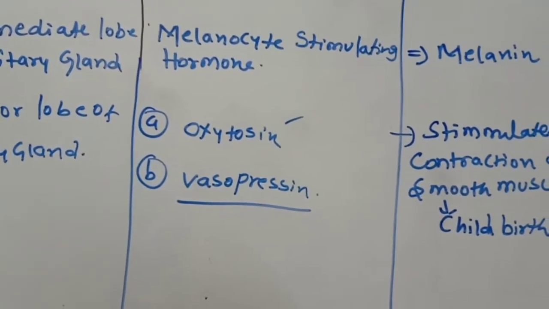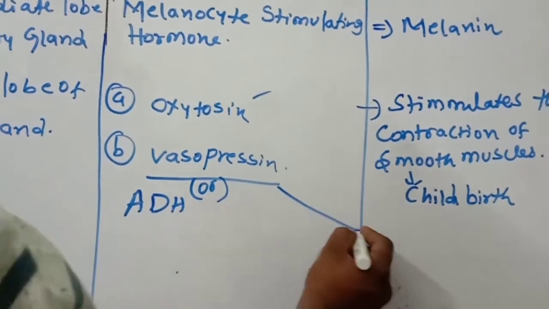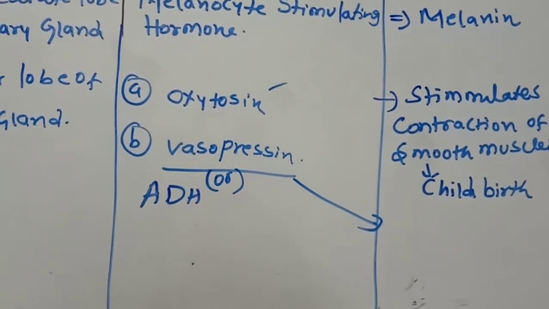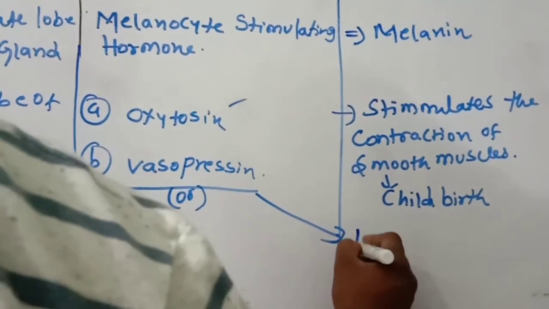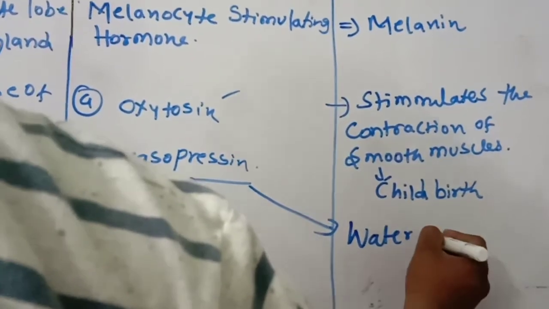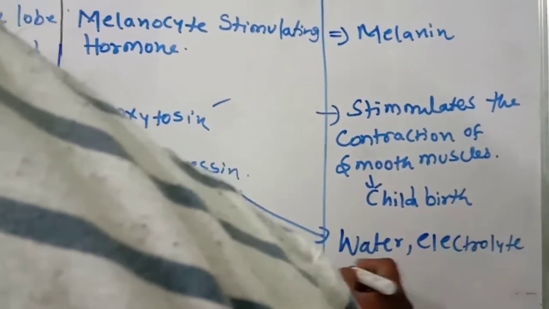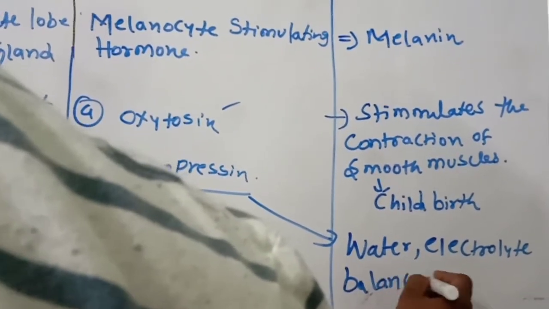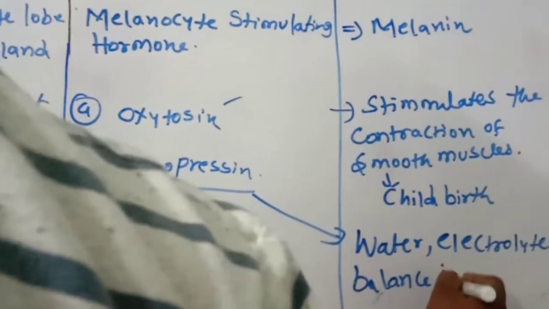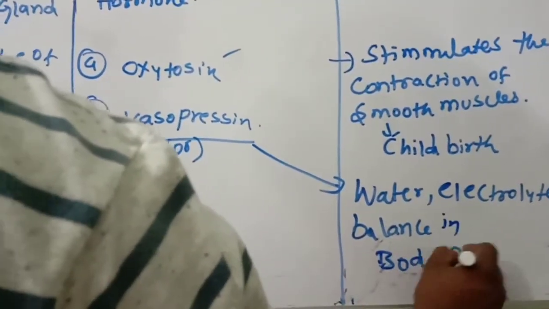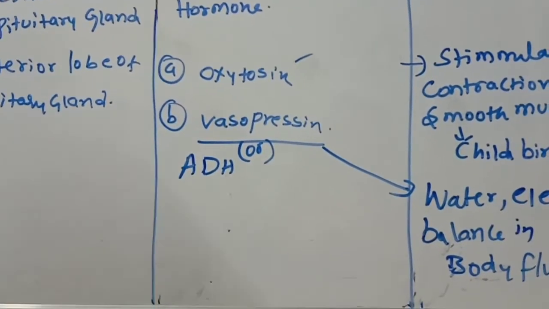The vasopressin is also called ADH. What is its function? Vasopressin is helpful for water and electrolyte balance in the body fluids. This point you should remember. So that is vasopressin.